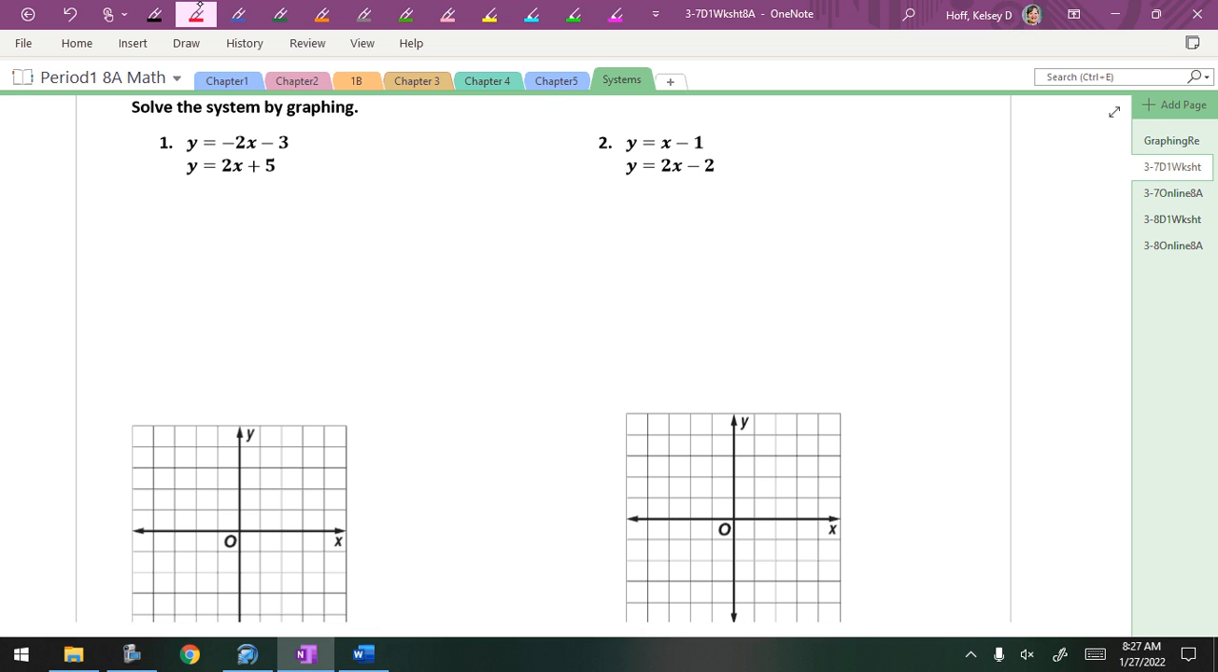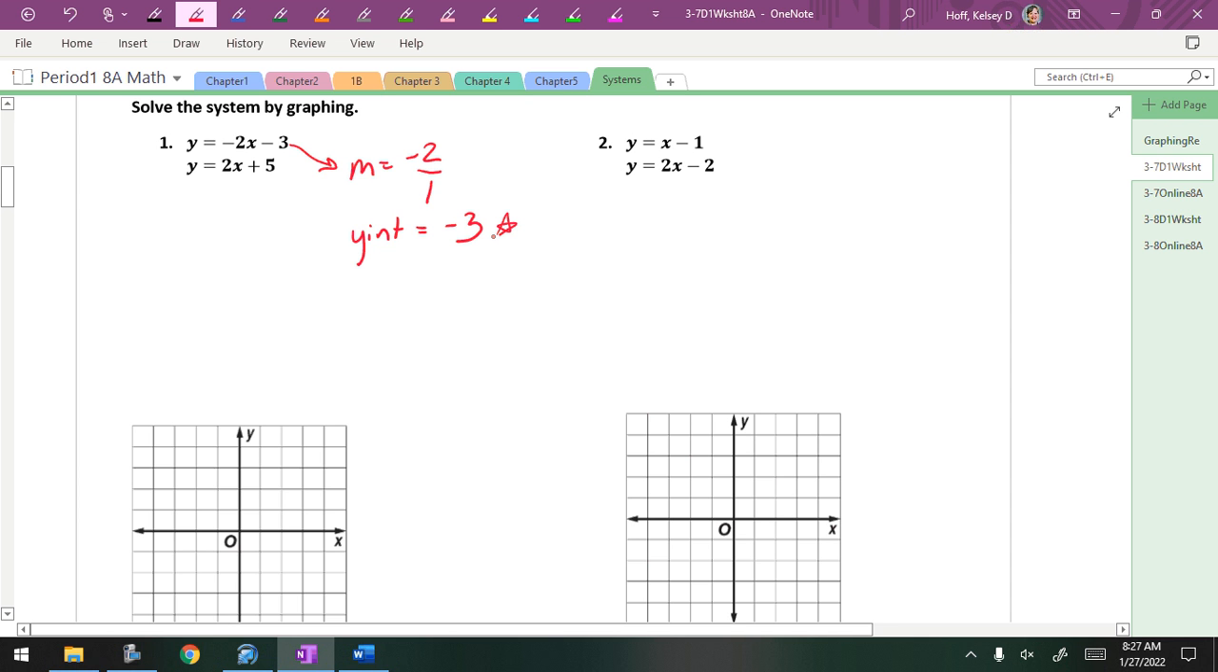Take the first equation. Y equals negative 2x minus 3. Is y by itself? Yes. What's my slope? Careful. Negative 2 over 1. And your y-intercept is negative 3. Look at the top equation. Okay, so let's graph this. Where do we start?